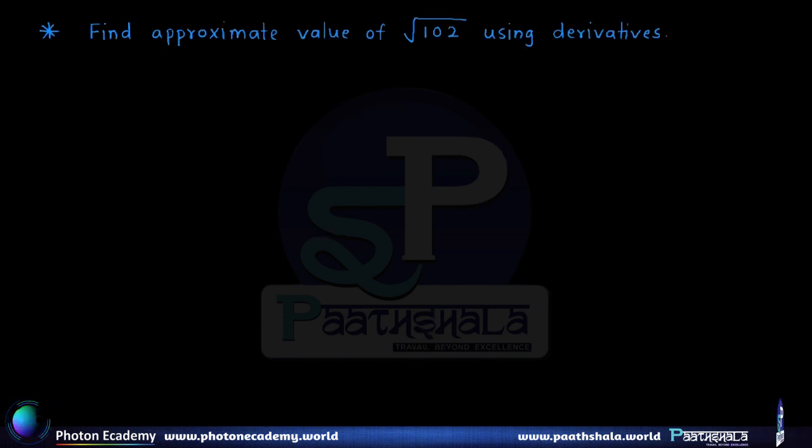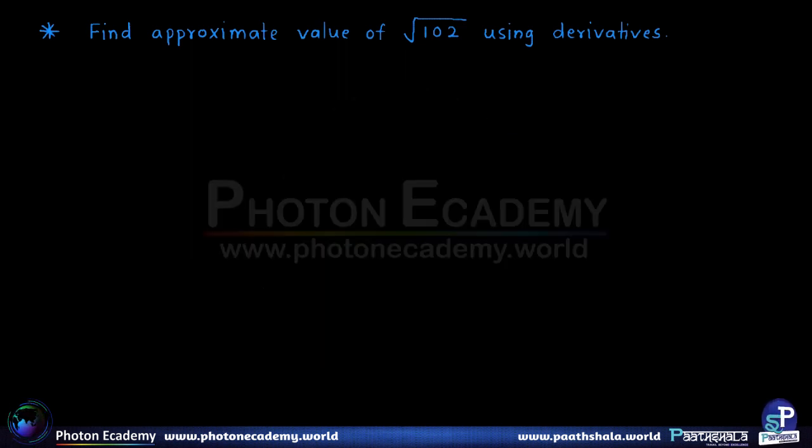Find the approximate value of square root of 102 using derivatives. Now here the first step is to identify the function, that is which function we are dealing with here. So it is nothing but the square root function. So let's consider f of x as root x in general.